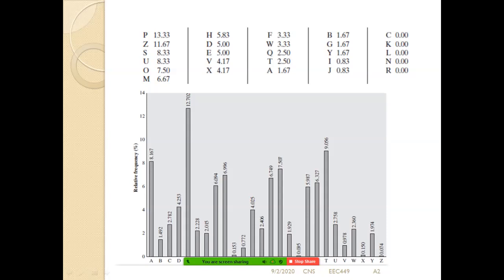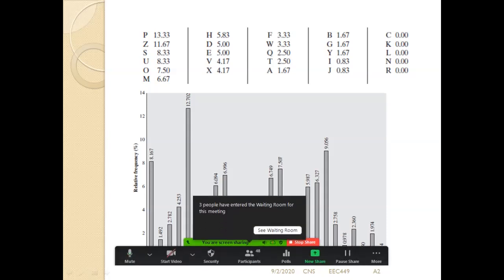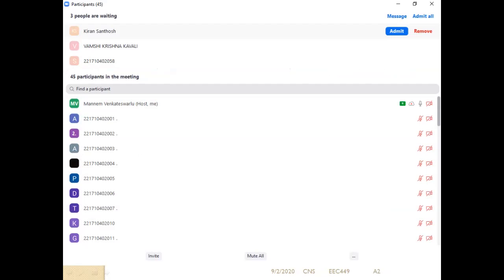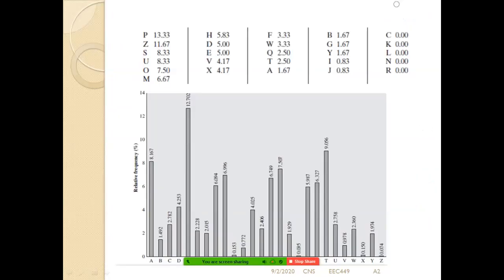From A to Z, can you identify which comes very rarely, with the lowest frequency? Tell me. Which letter is rarely coming? Z. Z is 0.074, and this is 0.095. Yes, so Z, right?